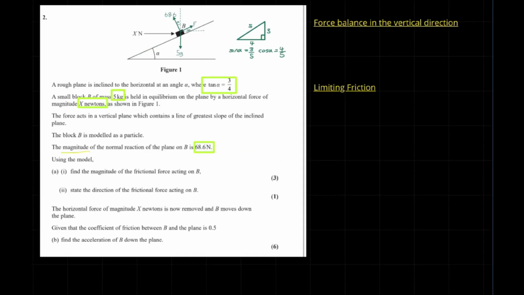So here's the second question, and for a little bit of speed I've added all the important information that isn't shown on the diagram, and I've highlighted it in the yellow boxes.